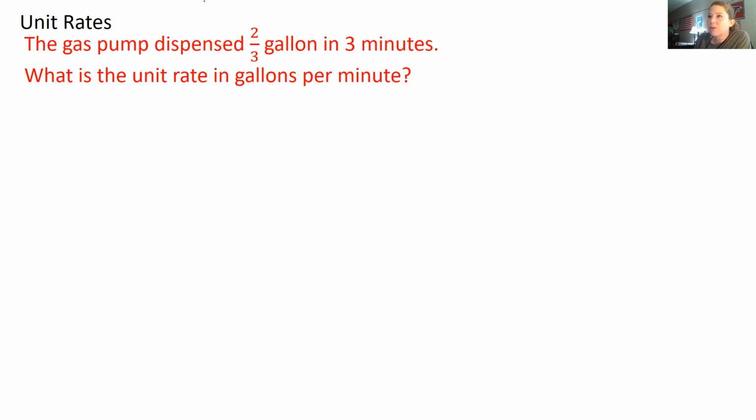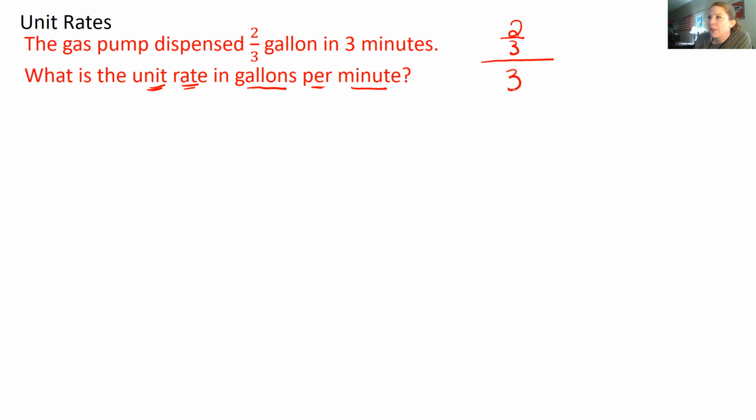So anytime you see the word unit or the phrase unit rate, that means how much for one, okay? So you have to pay attention to the order of these words because that is the order that you're going to write your numbers. So since it says gallons per minute, we're going to take our gallons, which is 2/3 of a gallon, and we're going to put it over how many minutes?